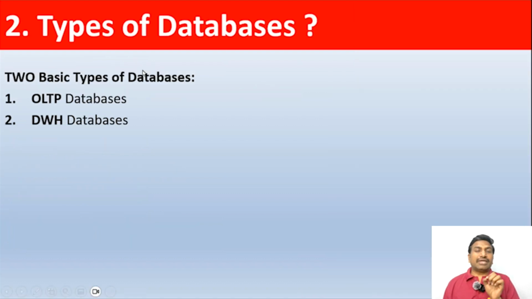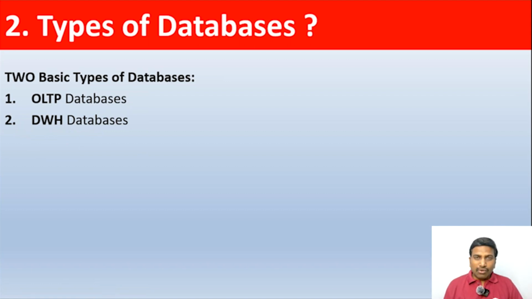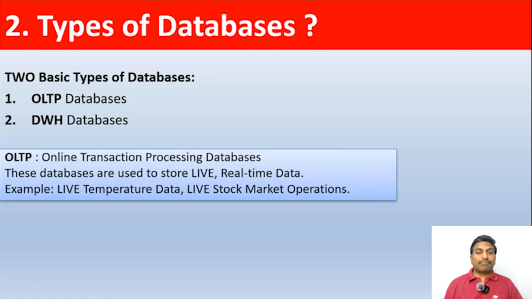There are two types of databases. Very important from here. Something technical. Two types of databases. Number one, OLTP. Number two, data warehouse. Remember, OLTP stands for online transaction processing databases.